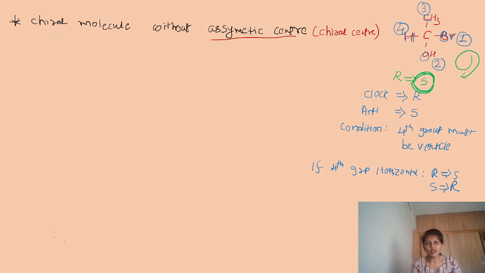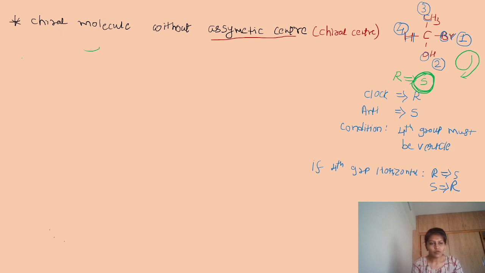But here I will teach you chiral molecules without an asymmetric center. We cannot see any asymmetric center, yet the molecule is still considered a chiral molecule. One by one I will give the examples.